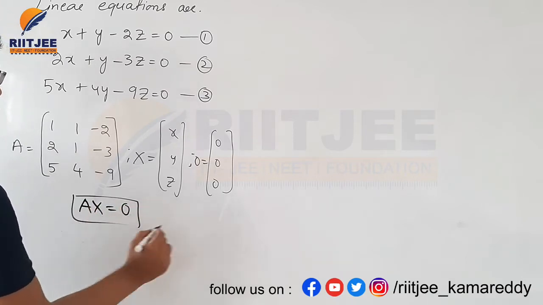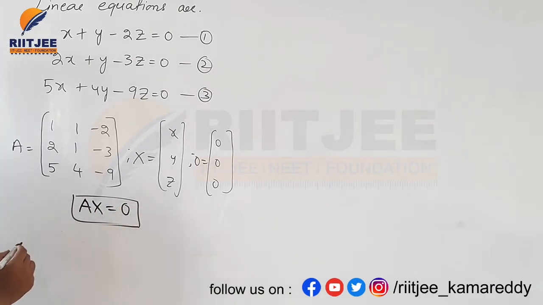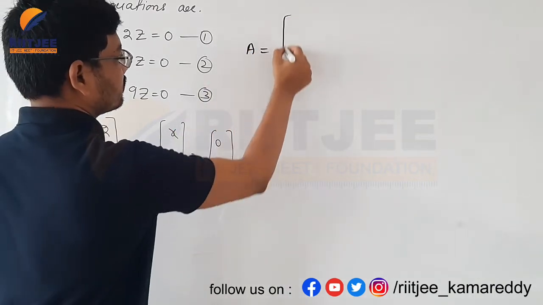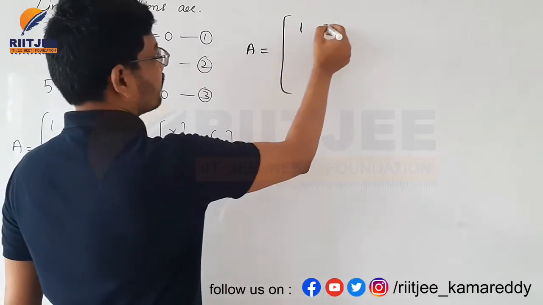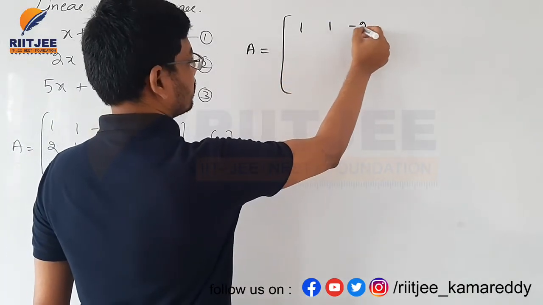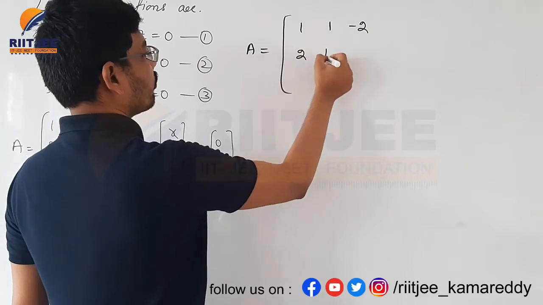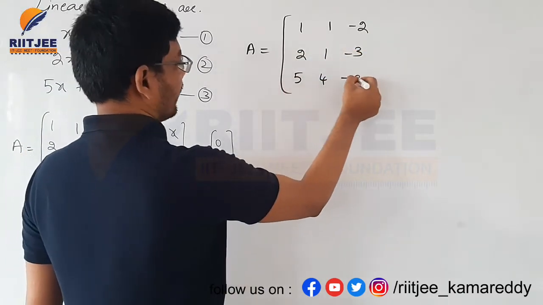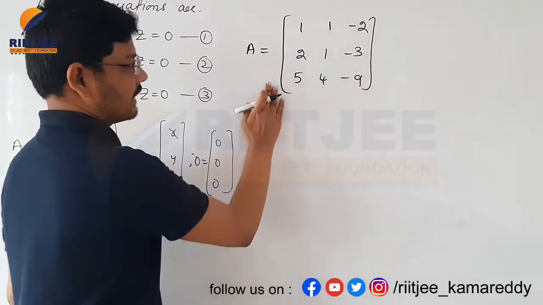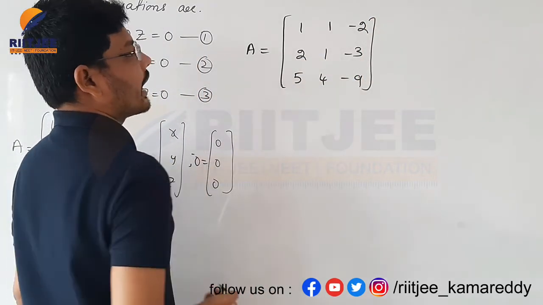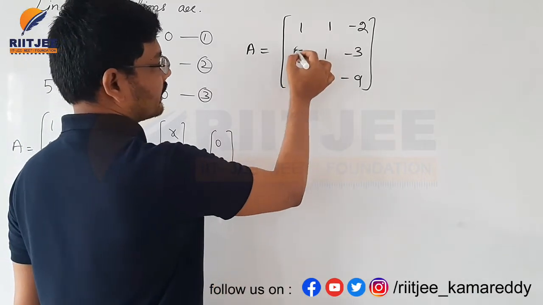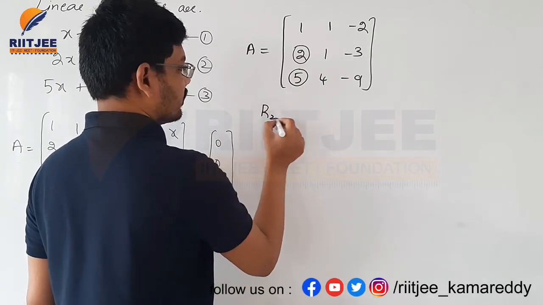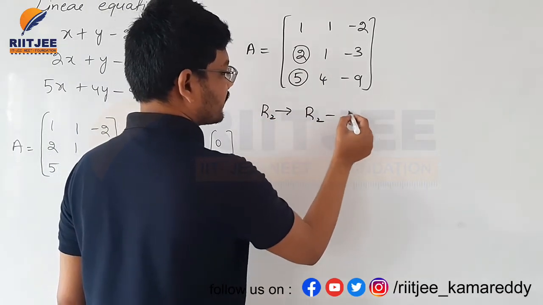This is a null matrix equation here. From this matrix equation I am writing A is equal to [1 1 -2; 2 1 -3; 5 4 -9]. This is the matrix here. From this matrix our aim is to convert this number to 0, and this number to 0, first of all. So I am changing R2 to R2 minus R1.